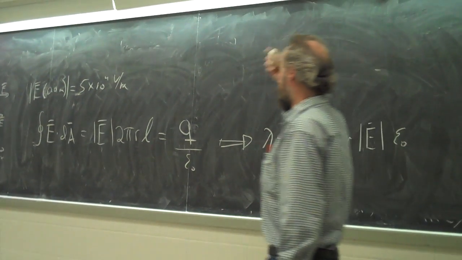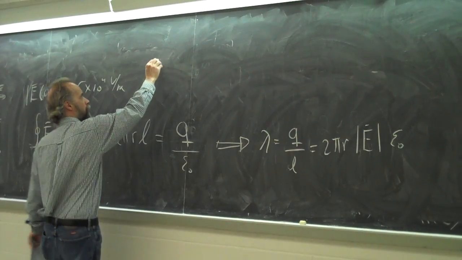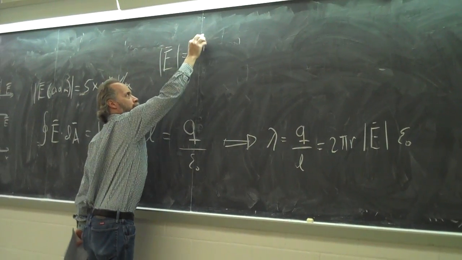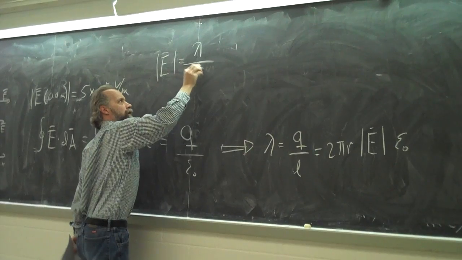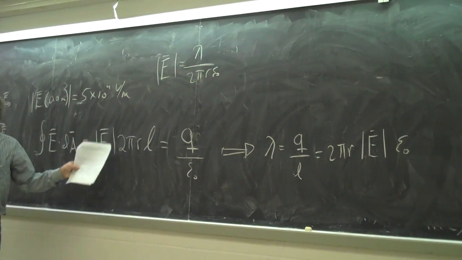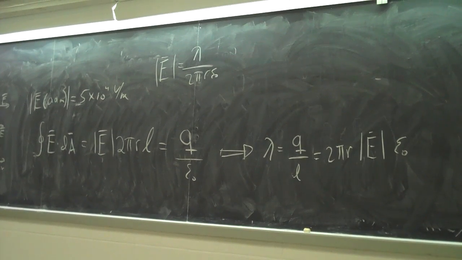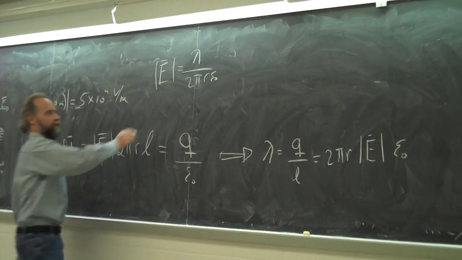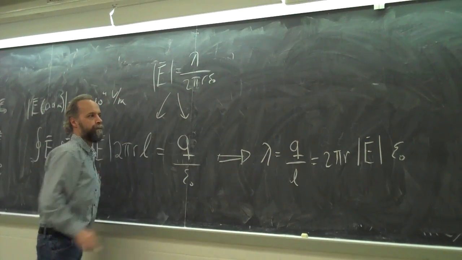Right? So the other way to have solved this was to remember that for a wire, the magnitude of the electric field is the charge per unit length divided by 2 pi R epsilon naught. That's all that we've just used or shown here from Gauss's law. It's the same result.